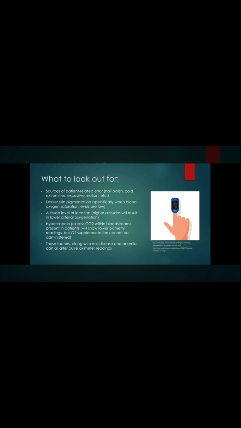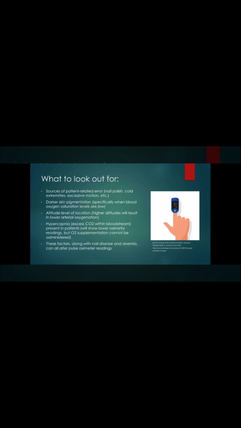Another factor to consider is darker skin pigmentation, specifically when blood oxygen saturation levels are low. So if this reading is below the 95 to 100 threshold that is normal for blood oxygen saturation, this can be due to darker skin pigmentation. Also, altitude level of location is a very important factor. Higher altitudes will result in lower arterial oxygenation. So, for instance, if a patient is having their measurement taken in Denver as opposed to Miami, the one in Denver is normally going to be lower because of its relation to sea level. It's going to be a lot higher than Miami, and in turn, it's going to have a lower reading.